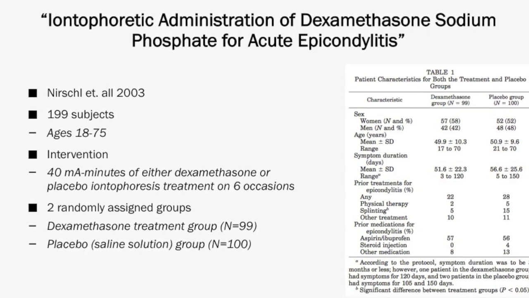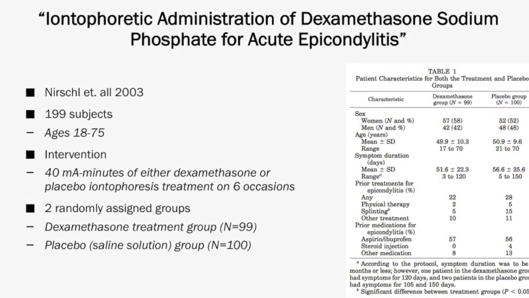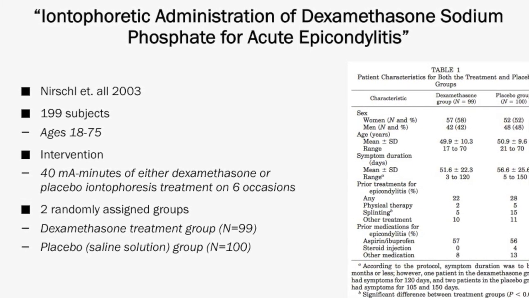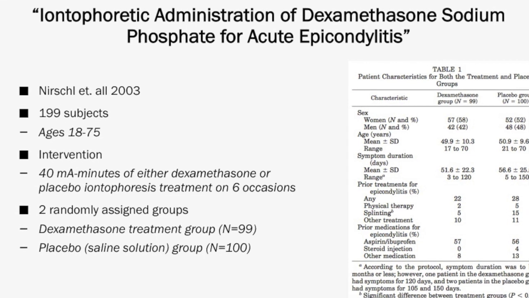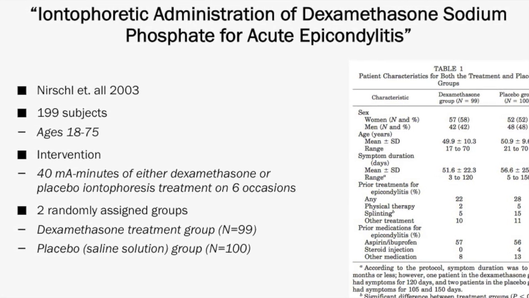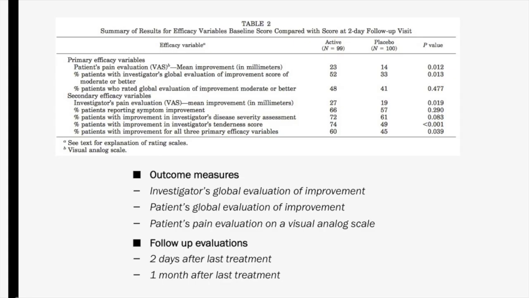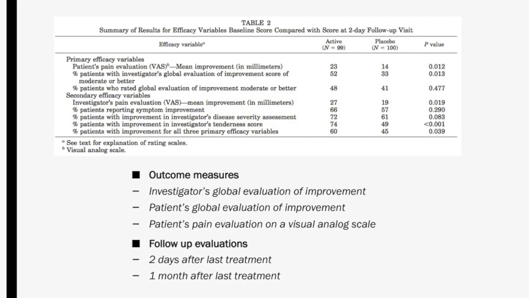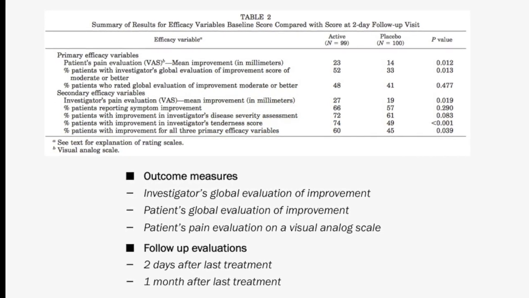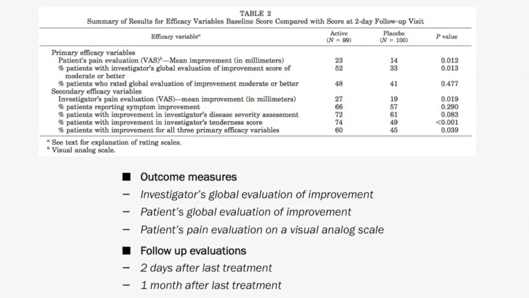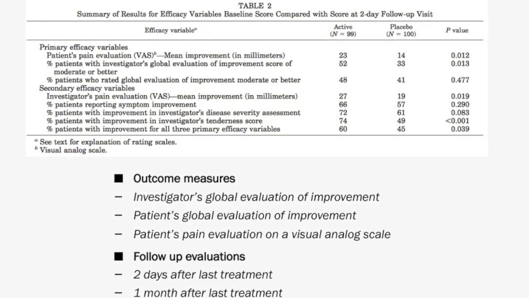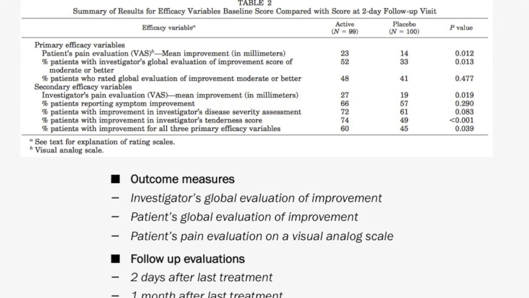acute epicondylitis. These patients were then randomly assigned to a dexamethasone group or a placebo group. Each group then received 40 milliampere minutes of iontophoresis with either the dexamethasone medication or a saline solution. The main outcome measures taken were the investigator's global evaluation of improvement, the patient's global evaluation of improvement, and the patient's pain on a visual analog scale. So, the investigators evaluated the patients at 2 days and 1 month after their last treatment session.